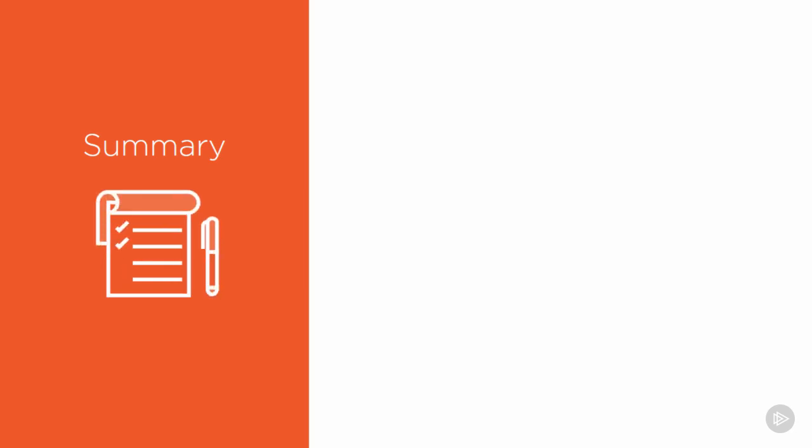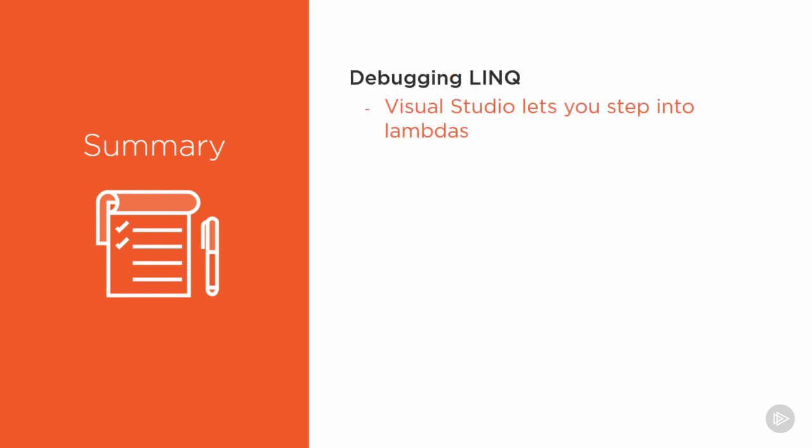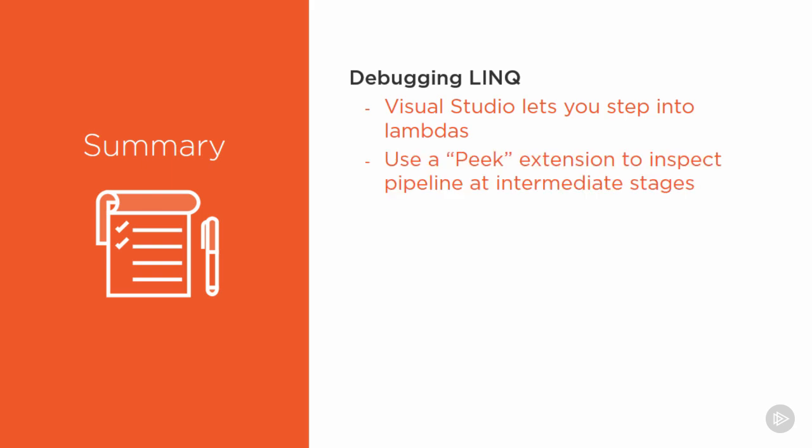In this module, we've tried to overcome the challenges of debugging, testing, and exception handling in your LINQ pipelines. We saw how Visual Studio lets you put breakpoints inside your lambda expressions so you can still step through line by line just as you're used to when working with regular foreach loops. And we also saw how creating a Peek extension method allows us to insert inspection points into our LINQ pipelines to see what's going on at every stage.